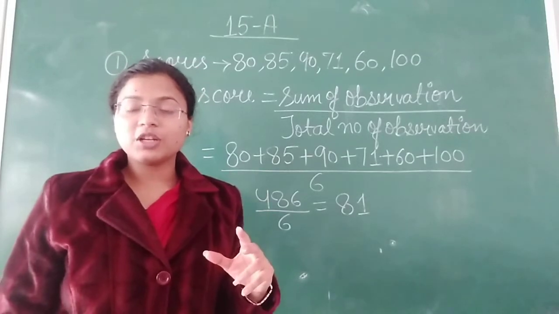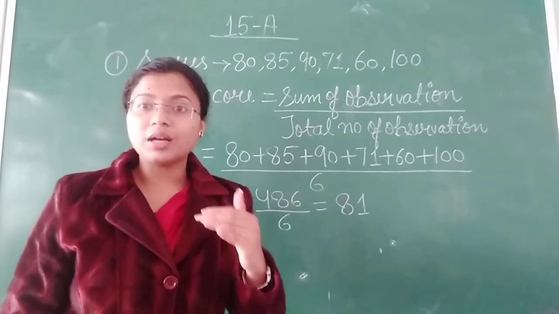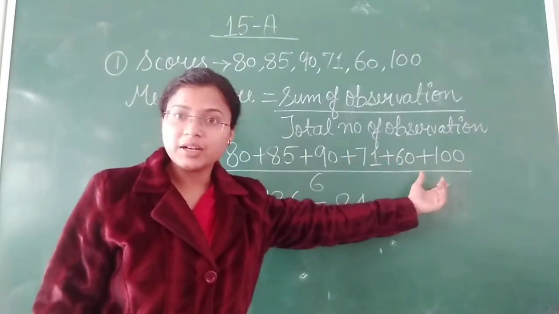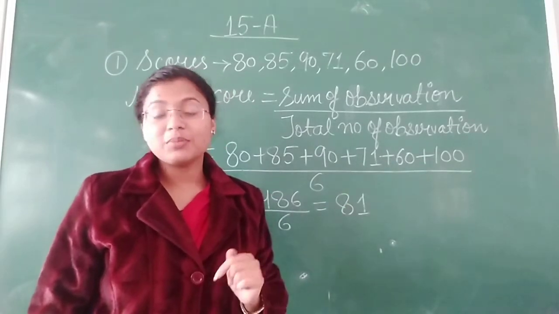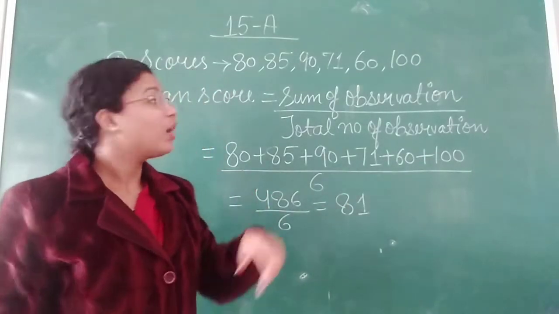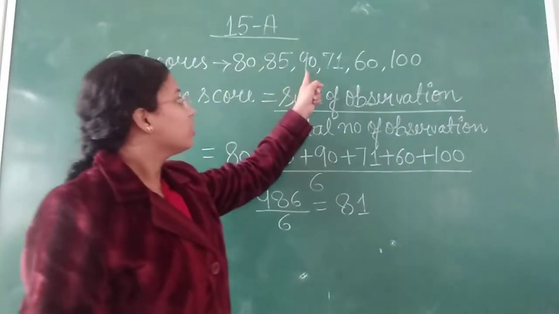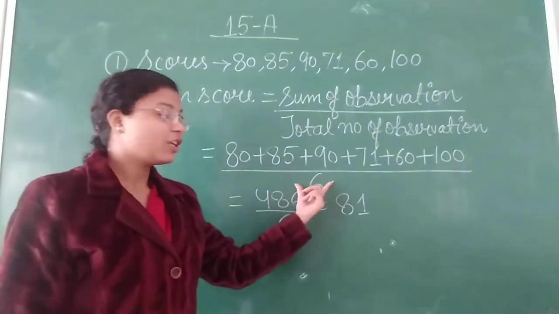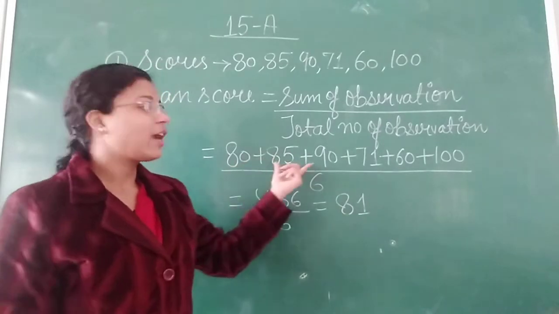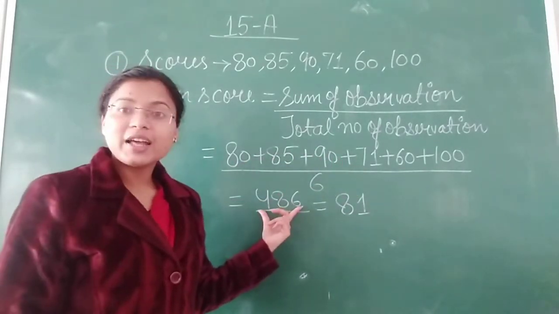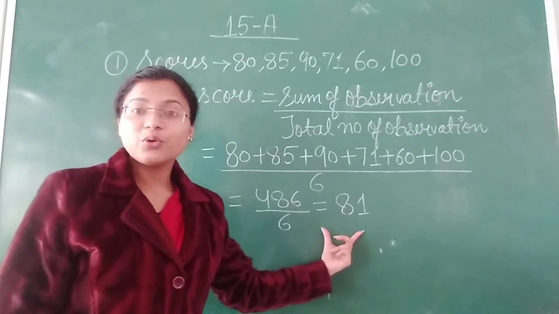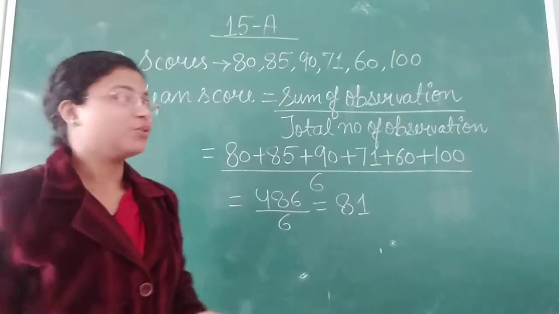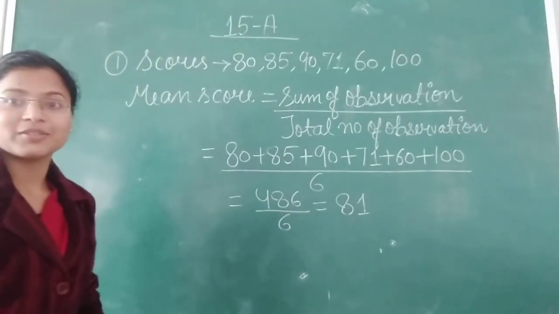Sum of the observations means you have to add the numbers you are getting, that is, 80 plus 85 plus 90 plus 71 plus 60 plus 100. Now the total number of observations means how many numbers you have. So you have 6 numbers: 1, 2, 3, 4, 5 and 6. In the denominator you have to write 6. When you add the numerator, you will get 486 upon 6. This will give you 81. So 81 is the mean score, or your mean value. This is the solution for your first question.